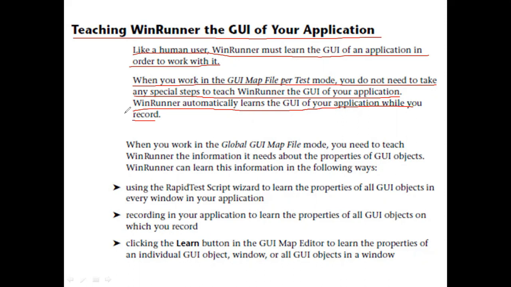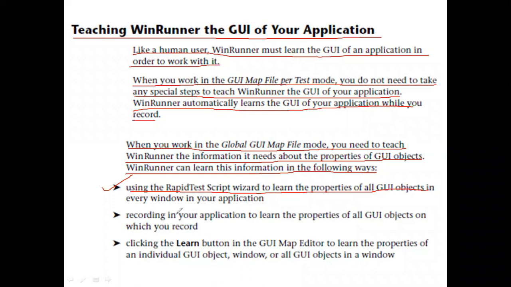When you work in the global GUI map file mode, you need to teach WinRunner the information it needs about the properties of GUI objects. WinRunner can learn this information in the following ways. The first one, using the RapidTest Script wizard to learn the properties of all GUI objects in every window in your application.